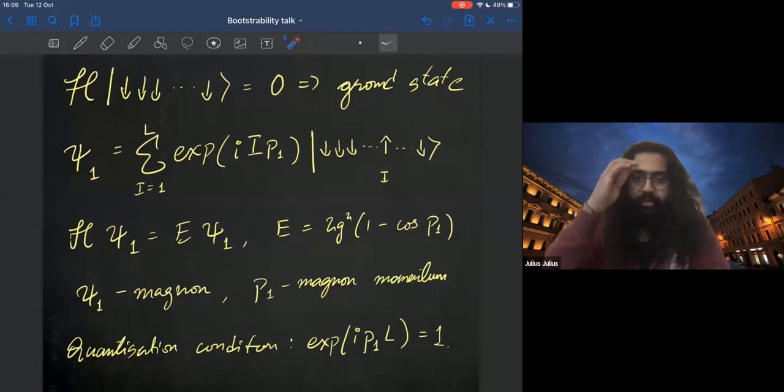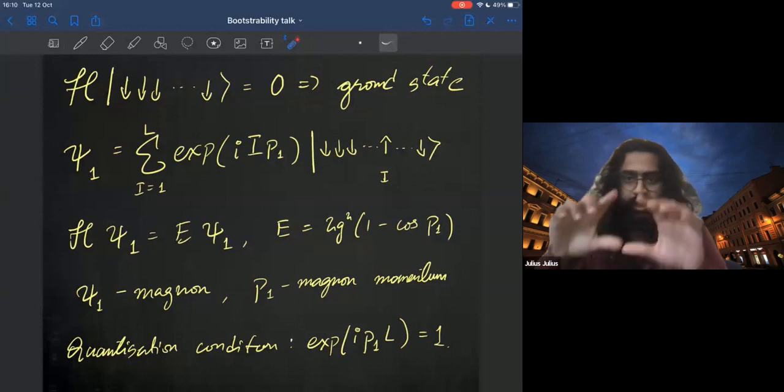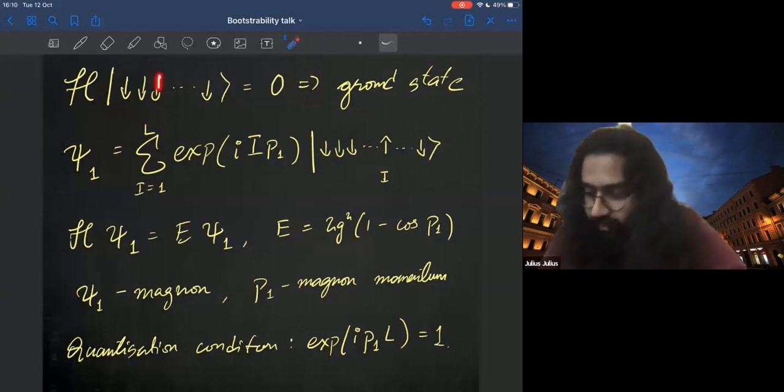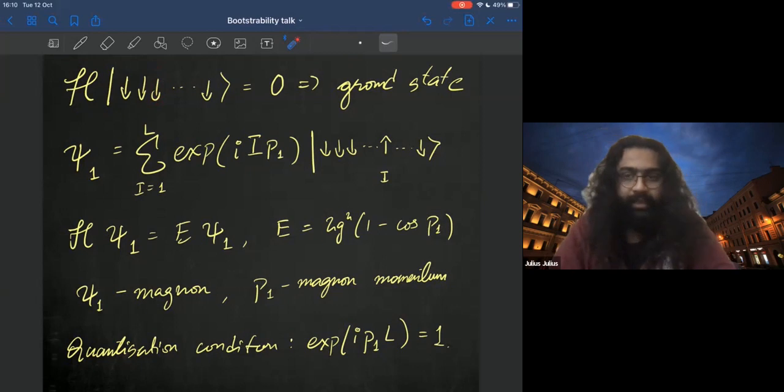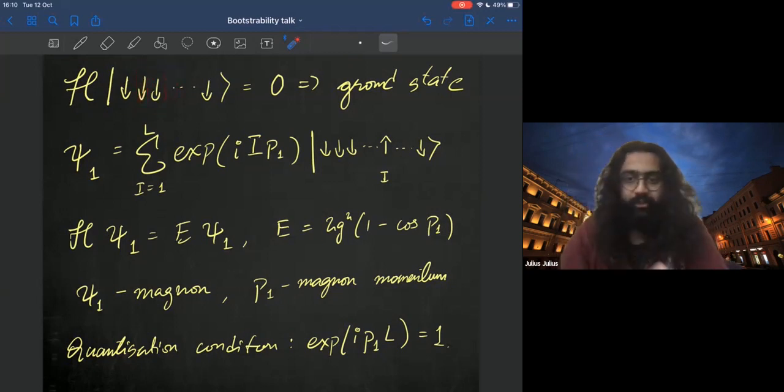Then you might want to ask the question, okay, how do I get excited states? One thought could be that I can have all spins down and flip one of the spins up. But then immediately you see that if you act with the Hamiltonian on this, it's just going to move the spin around. It's going to give you 2 things, one with the spin here, one with the spin here, but that's not really an eigenstate.